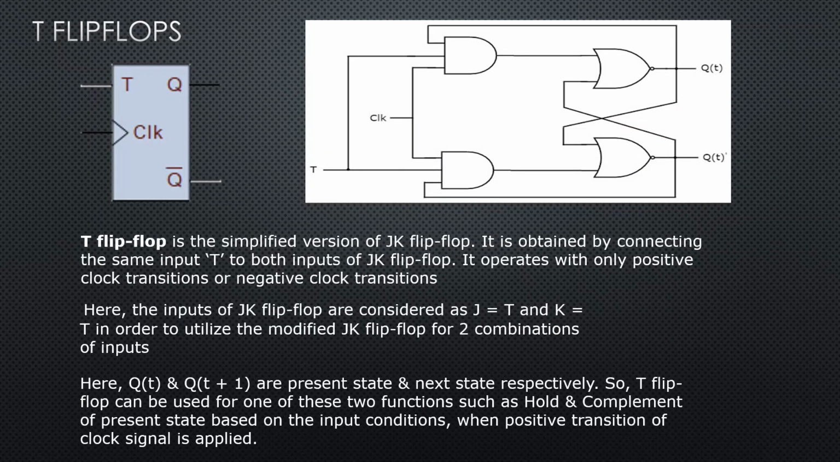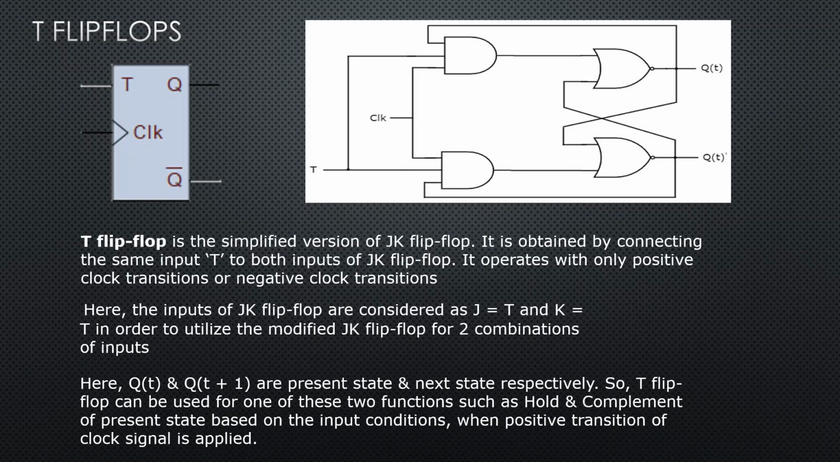T flip-flop is a simplified version of JK flip-flop. It is obtained by connecting the same input T to both inputs of JK flip-flop. It operates with only positive clock transitions or negative clock transitions. Here the inputs of JK flip-flop are considered as J equal to T and K equal to T.